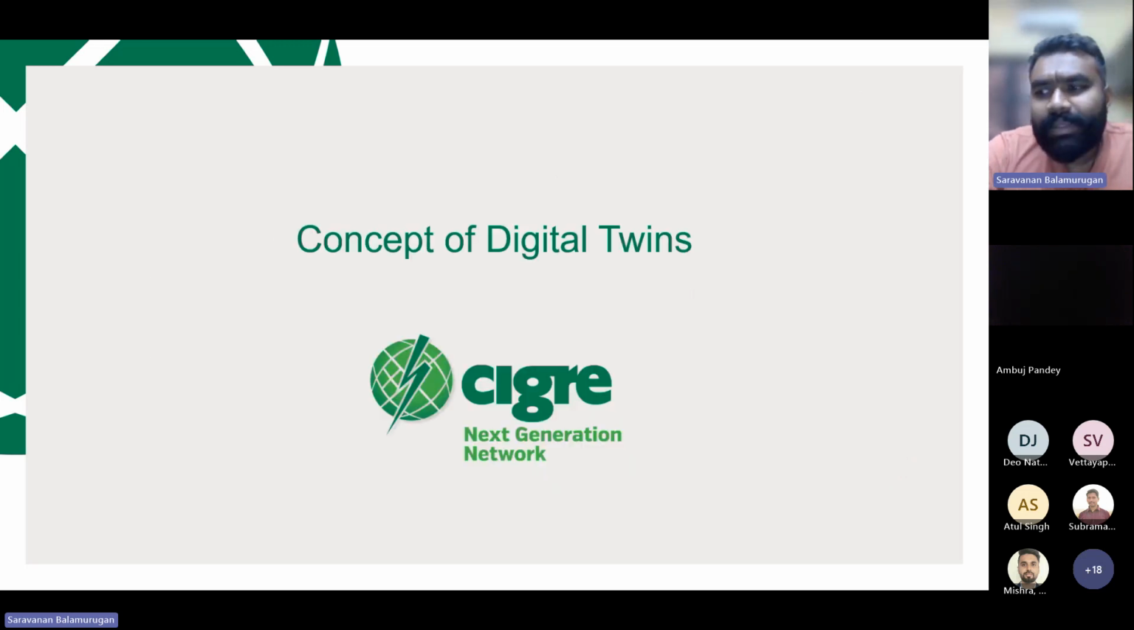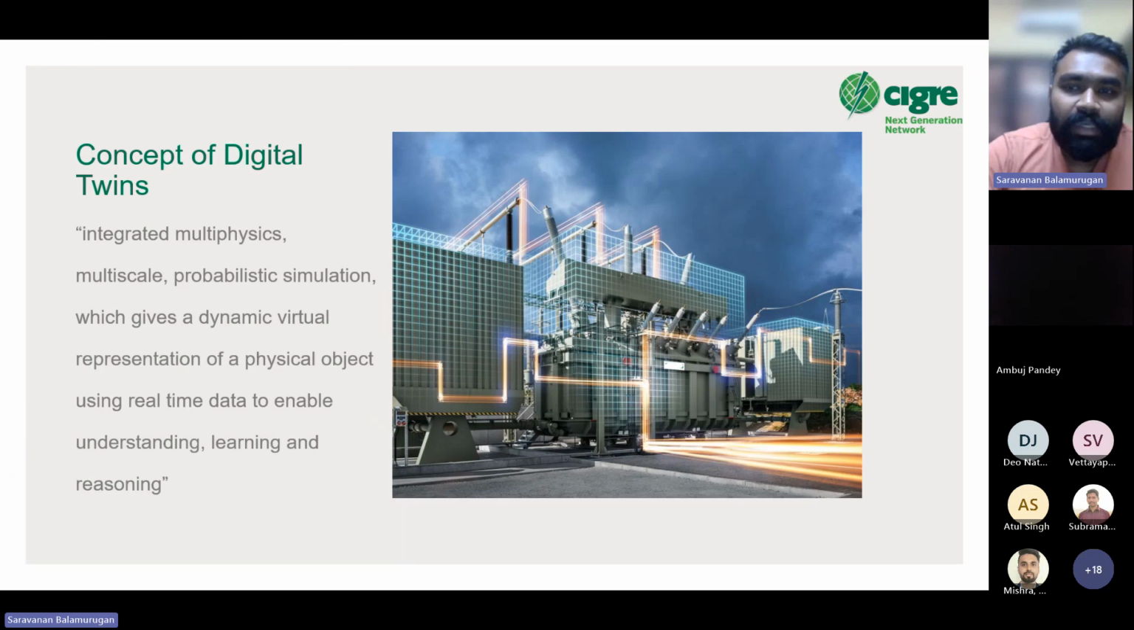So jumping into this, before going into how we use the digital twins, let's figure out what digital twins are. So what is the concept behind digital twins? So digital twins was not something that was meant for power systems, right?